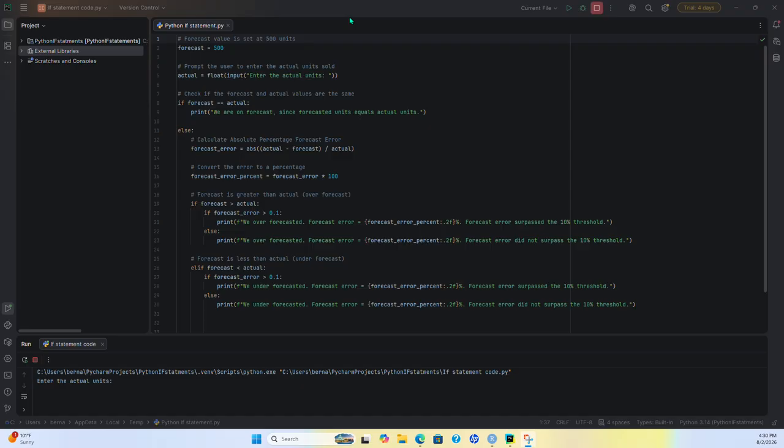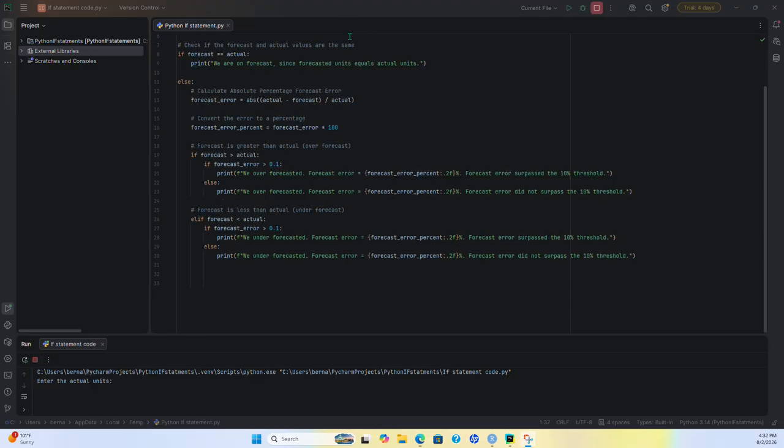If we get any value other than our forecasted value, this formula here will calculate the absolute percentage forecast error and tell us the difference between the actual and the forecasted values, which will then be converted into a percentage. We go on to use a nested if statement to determine whether we over forecasted or under forecasted our values, and if it's greater than 10%.